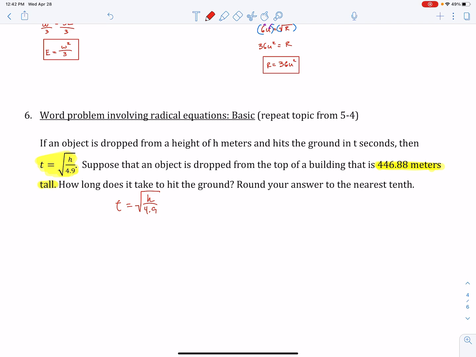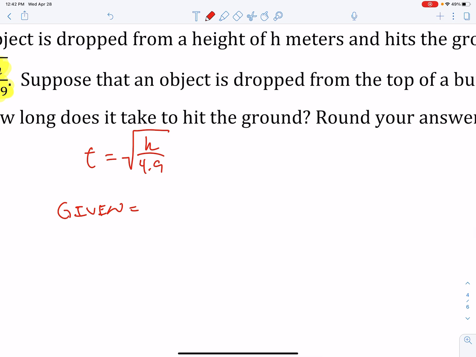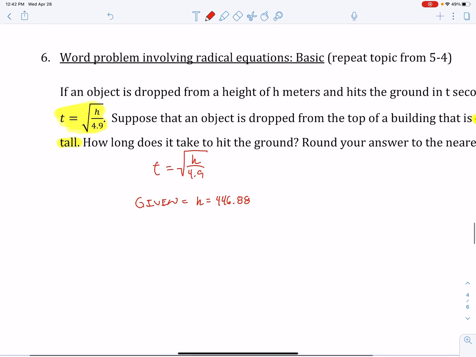Well, it told us what h was, and that's the other one I have highlighted. It said, suppose that an object is dropped from the top of a building, and it gives us the height of what is taking place here, tall. So I know my h equals 446.88 meters. All right. Well, if I know what h equals, I can plug that in for h and then just solve.